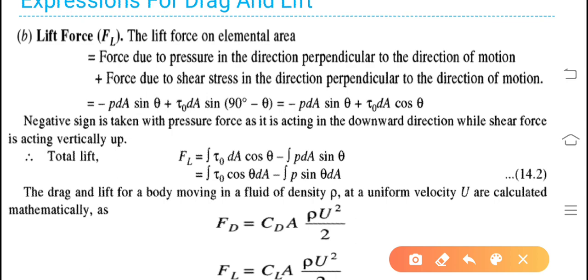The drag and lift for a body moving in a fluid of density rho at a uniform velocity u are calculated mathematically as Fd equals Cd multiplied by A multiplied by rho u squared by 2, whereas Fl equals Cl A rho u squared by 2, where Cd and Cl are respectively the coefficient of drag and coefficient of lift, unitless or dimensionless quantities.